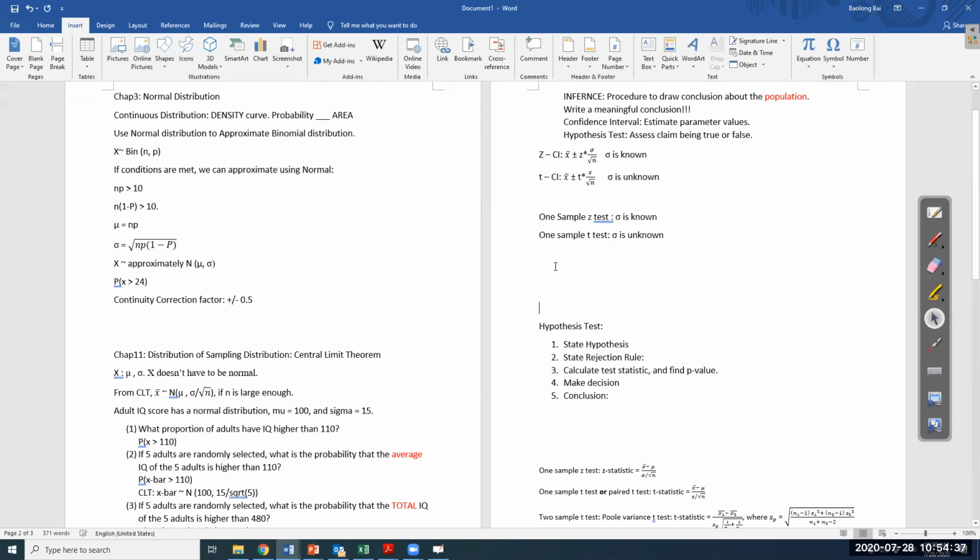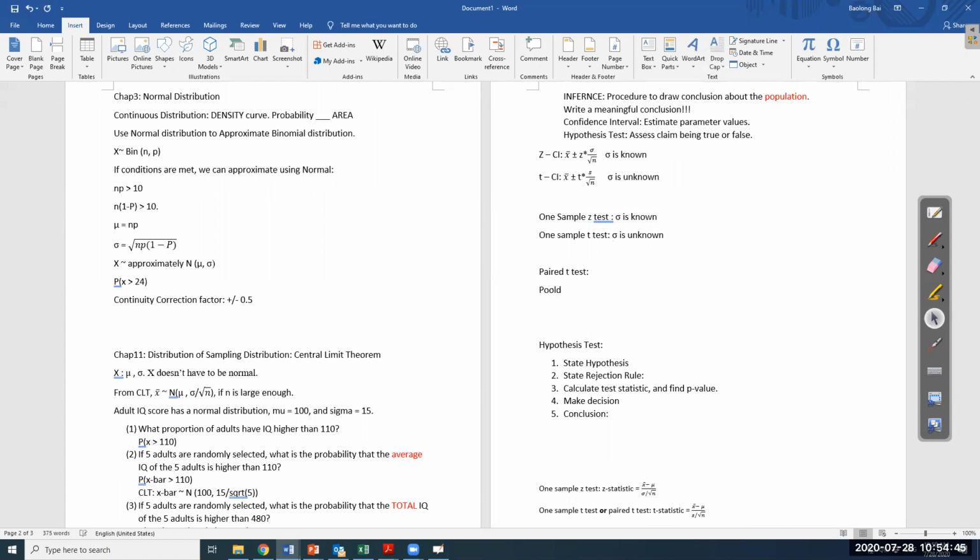And then we have 2 other procedures learned. One is the paired t-test and the other is the pooled variance t-test. So when do I use which? They're both for 2 samples, right? So you need to look at if the 2 samples are dependent or independent. If they're dependent, you need to use the paired t-test. If they're independent, you need to use the pooled variance t-test, right? And that's about it. About the procedure, very simple.